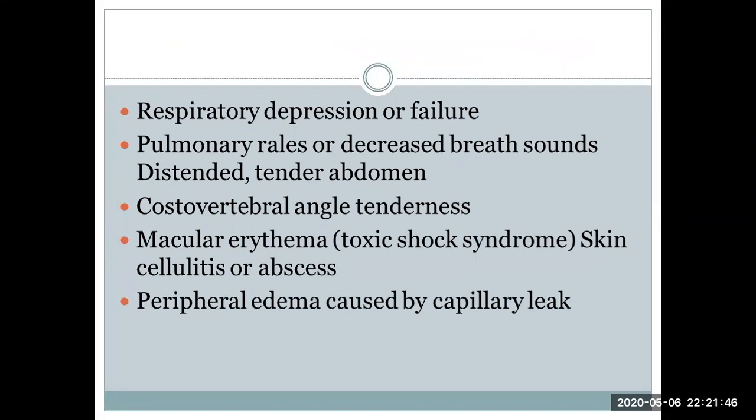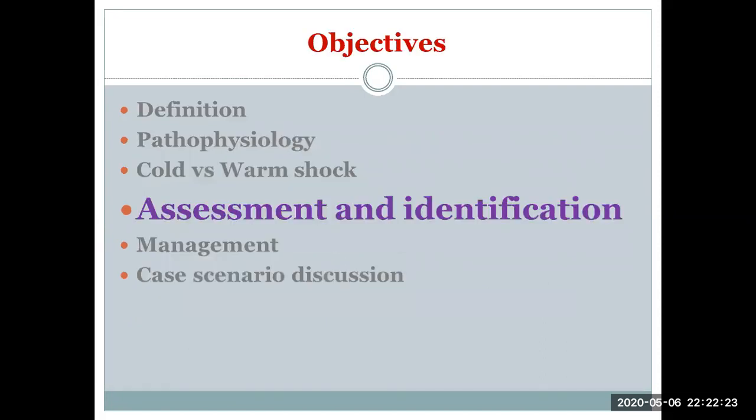Respiratory depression or failure can occur. Pulmonary rales or decreased breath sounds, distended and tender abdomen. You can face that in some patients, basically with chronic illnesses. Costovertebral and ankle tenderness, macular erythema like toxic shock syndrome, peripheral edema that can be due to capillary leak if the patient presented later. So if you have an edematous patient, just analyze what is the cause of this edema. Is it possibly underlying septic shock ongoing and the patient is coming in a late stage? Yes or no, and start from there.